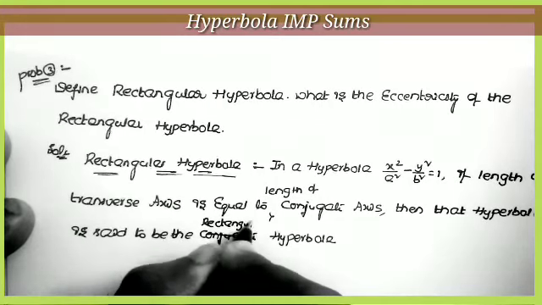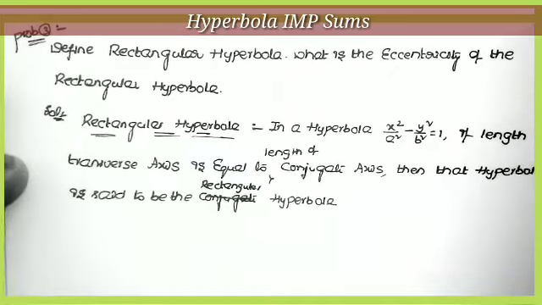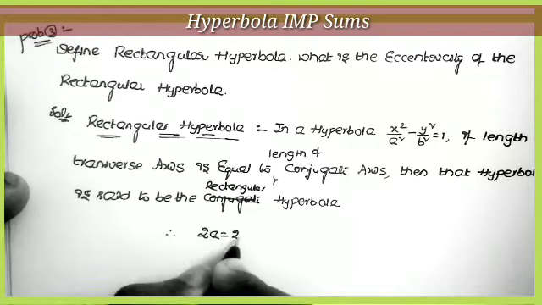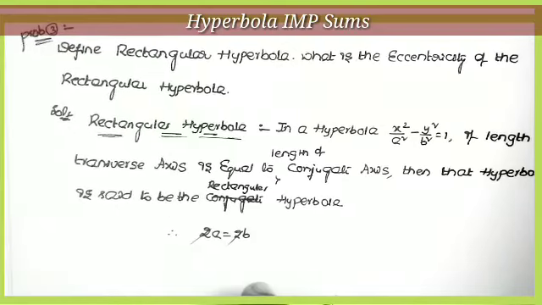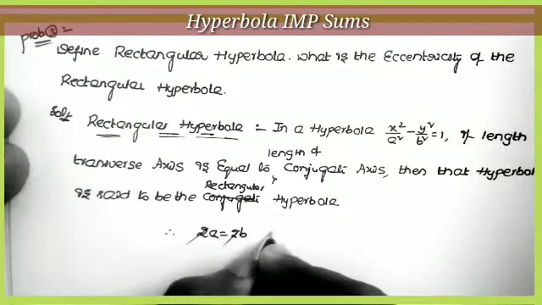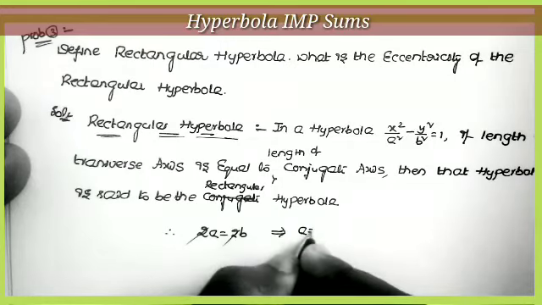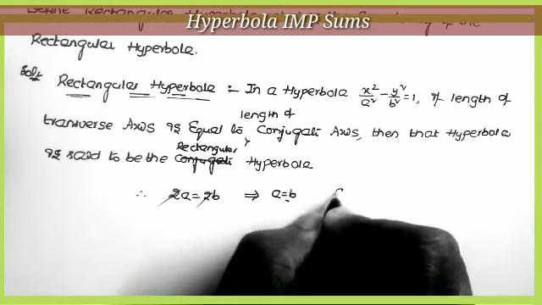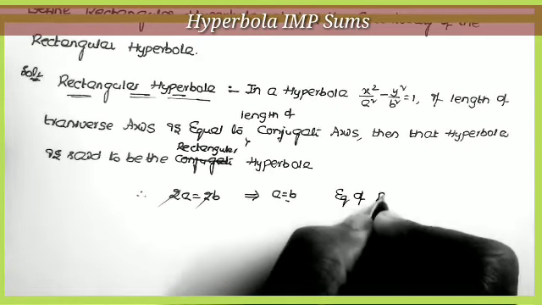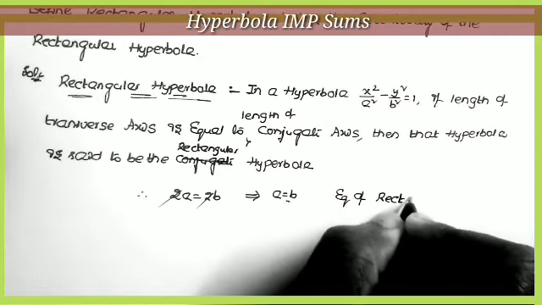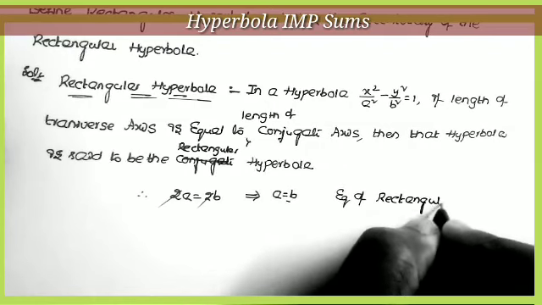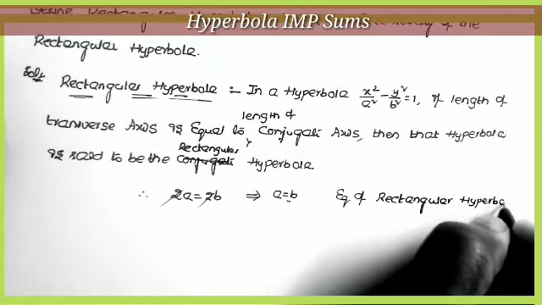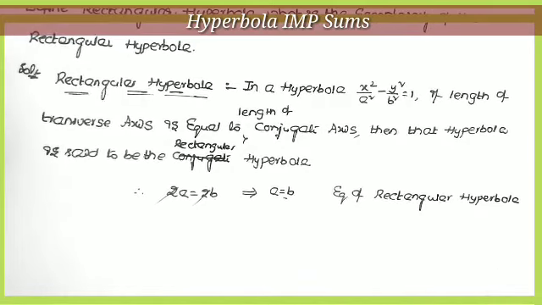So what is the length of the transverse axis and the length of the conjugate axis? The length of the transverse axis is equal to 2a and the length of the conjugate axis is equal to 2b. So 2a is equal to 2b means a is equal to b. Okay. Now what is the equation of the rectangular hyperbola? To get the equation, we simply substitute a equals b in the hyperbola equation. The definition of the rectangular hyperbola is a equals b.